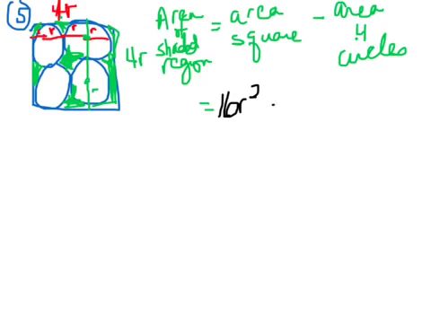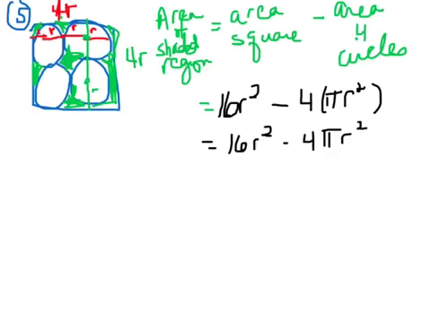But now I have to subtract out 4 circles. What's the area of one circle? Well, remember, what's the formula for the area of a circle? It's pi r squared, right? And we don't know what our number is, but our radius is r, so we just need to write that formula in there, pi r squared. So what I have here is 16r squared minus 4 pi r squared when I multiply all that together.